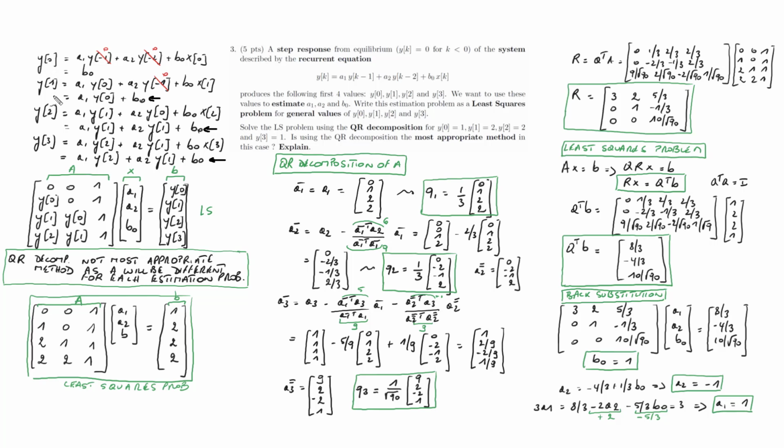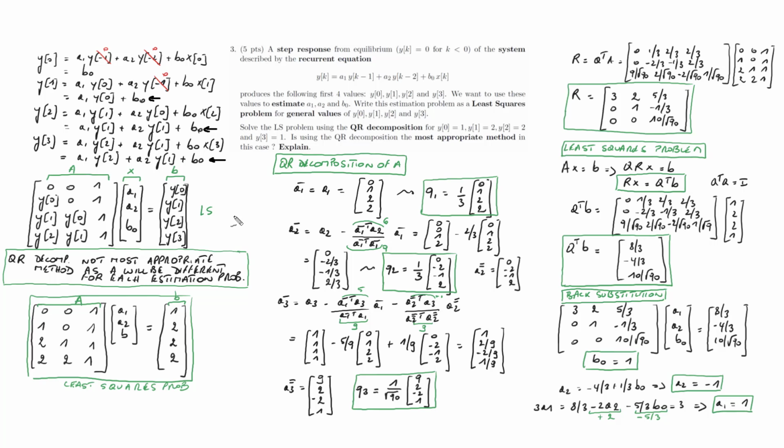So these ones you put in the b vector, right? The unknowns are a1, a2, and b0. You can stack them in the x vector, and the rest you put in the A matrix, right? So we have a least squares problem in matrix format.